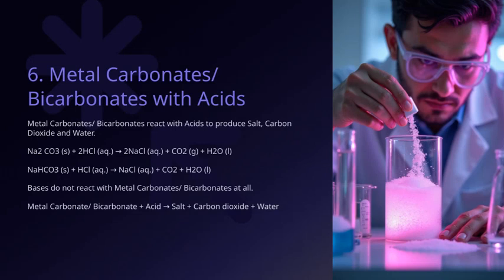Let's take a closer look at how metal carbonates and bicarbonates react with acids. When these compounds come into contact with acids, they produce a salt, carbon dioxide, and water. For example, sodium bicarbonate, or NaHCO3, reacts with hydrochloric acid, HCl, to form sodium chloride, CO2, and water. Similarly, sodium carbonate, Na2CO3, reacts with HCl to give 2 molecules of sodium chloride, along with carbon dioxide and water. An important point to remember is that bases do not react with metal carbonates or bicarbonates at all, so this reaction is specific to acids.